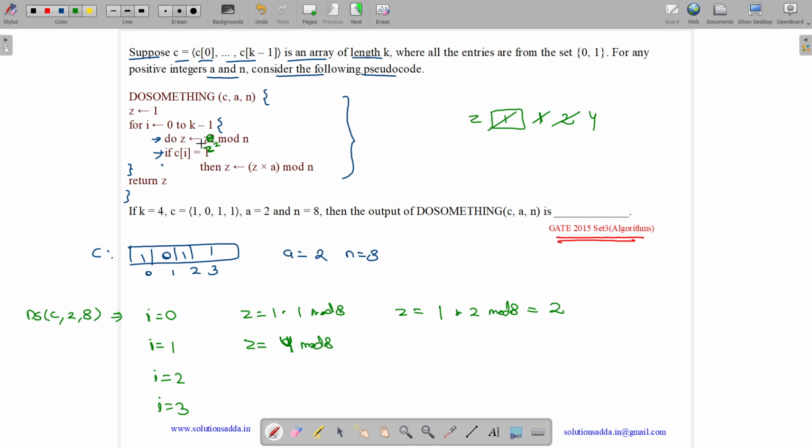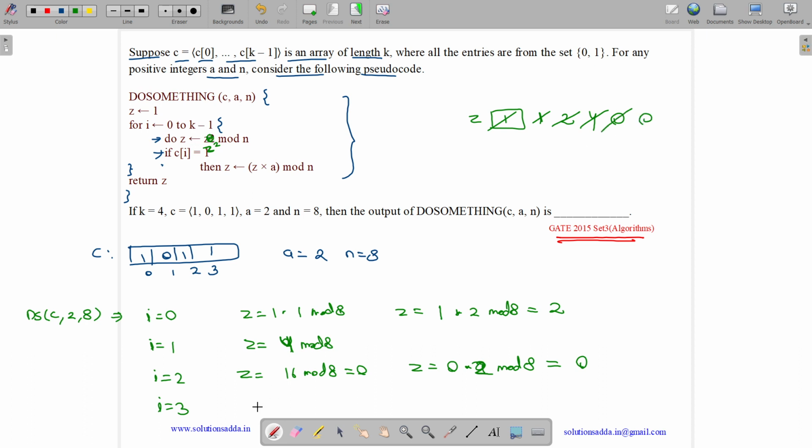For i equals 2, we have z equals z square mod n. So z equals 4 square, which is 16 mod 8, which is 0. So z gets updated to 0. Then if C[i] equals 1, C[2] is 1, so z gets updated to 0 into a mod n, which is 0 into 2 mod 8, which is 0 mod 8, which is 0. So z remains as 0.